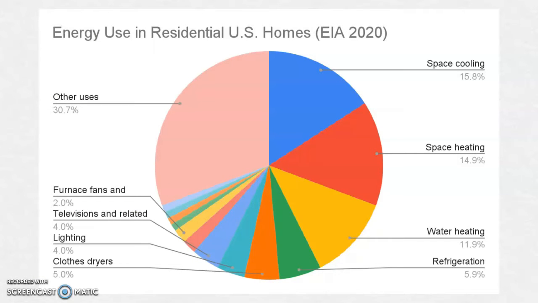Much of residential energy was used for space heating and cooling and water heating. Other dominating categories included refrigeration, clothes dryers, and electricity that was unaccounted for, such as small electronics, which takes up about 30.7% of the chart.